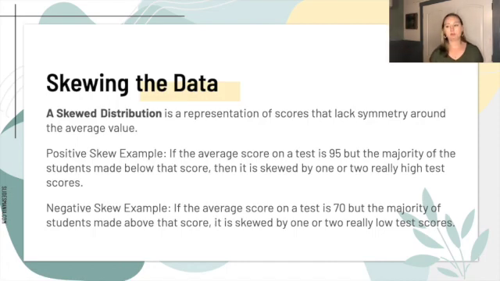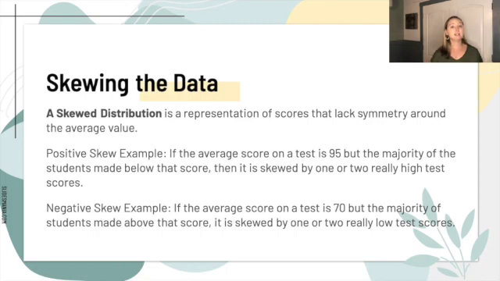So a skewed distribution is a representation of scores that lacks symmetry around the average. So the average should ideally be the center point of a set of data points, or pretty close to center. So if you have a median, of course that is your center point. If you have a median that is super far from your mean or your average, then you have a skewed distribution. A positive skew is going to skew high, a negative skew skews low. So here's a good example.